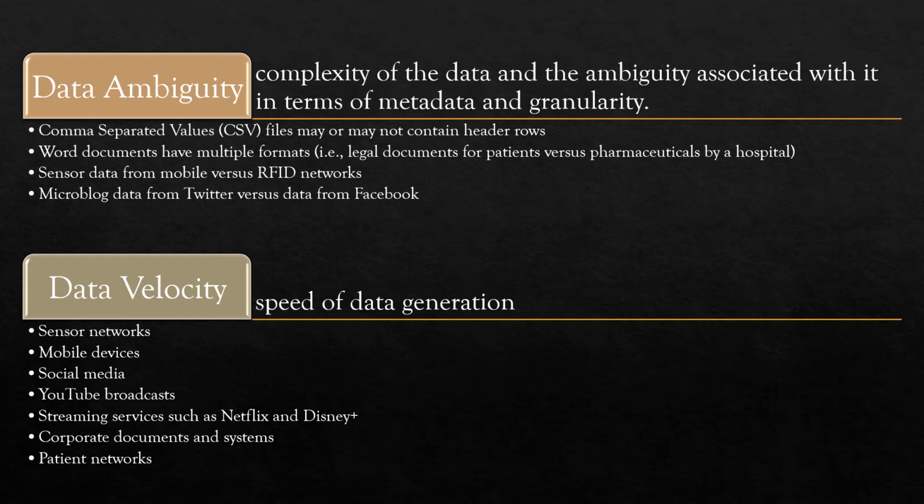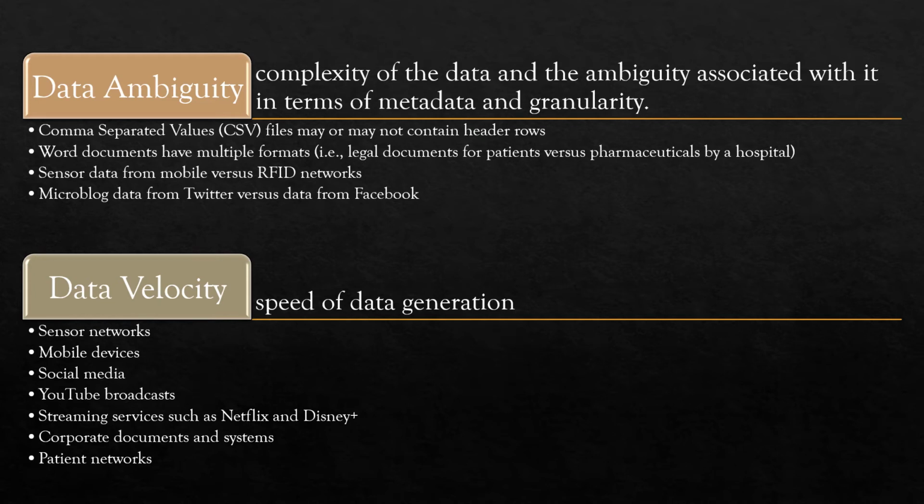Sensor data from mobile versus RFID networks, microblog data from Twitter versus data from Facebook. That means a different platform like Twitter has a different complexity of data. Okay, for the last one, which is data velocity, the speed of the data generation.